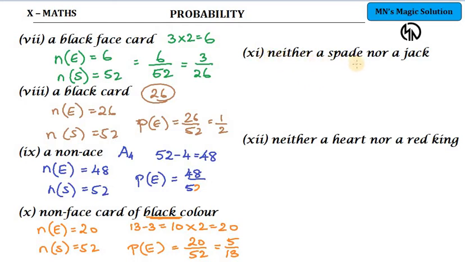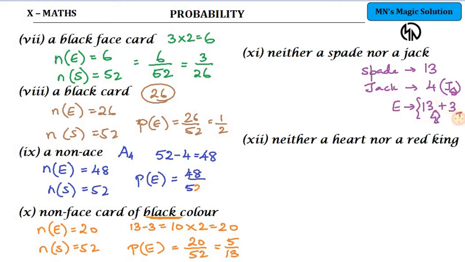Next question. Neither a spade nor a jack. How many spades are there? 13 cards. And it should not be a jack. How many jacks are there? Totally 4 jacks, out of which 1 jack belongs to the spade set. So you can say these 13 cards plus the 3 other jacks. So the total possible events are those 13 cards of spade plus the 3 cards of jack apart from the one that is already present in the spade set.